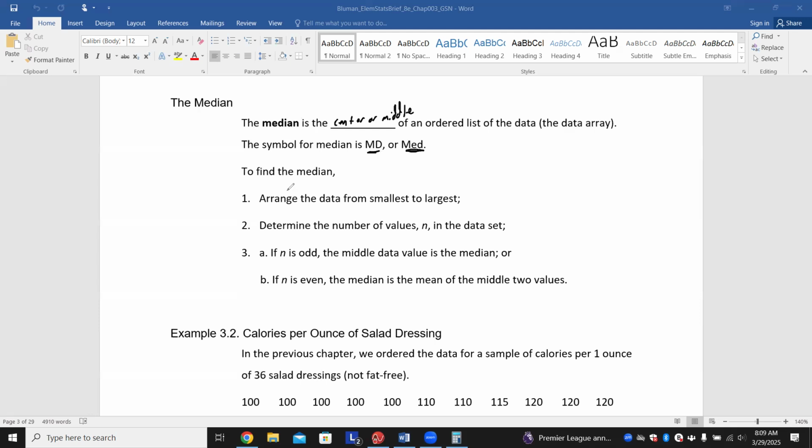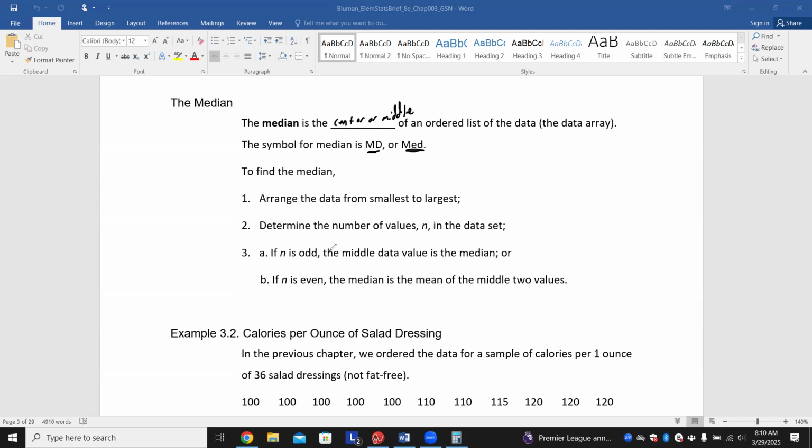All right, so to find the median, step 1, we're going to arrange the data from smallest to largest. To be completely honest with you, it doesn't matter if you go largest to smallest. We just typically always go smallest to largest. Step 2, we're going to determine the number of values in the set, so figure out how many numbers are in the sample.